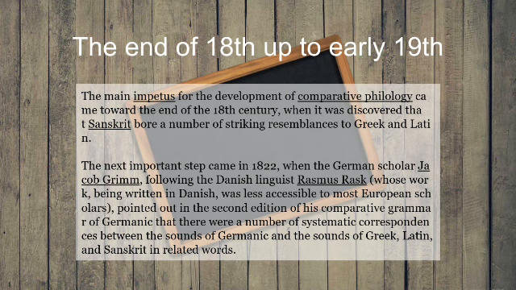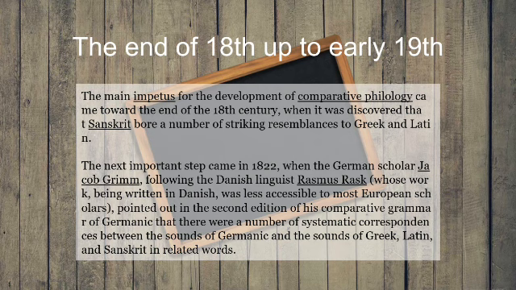The main impetus for the development of comparative philology came toward the end of the 18th century, when it was discovered that Sanskrit bore a number of striking resemblances to Greek and Latin. An English Orientalist, Sir William Jones, though he was not the first to observe these resemblances, is generally given the credit for bringing them to the attention of the scholarly world and putting forward the hypothesis in 1786 that all three languages must have sprung from some common source, which perhaps no longer exists.